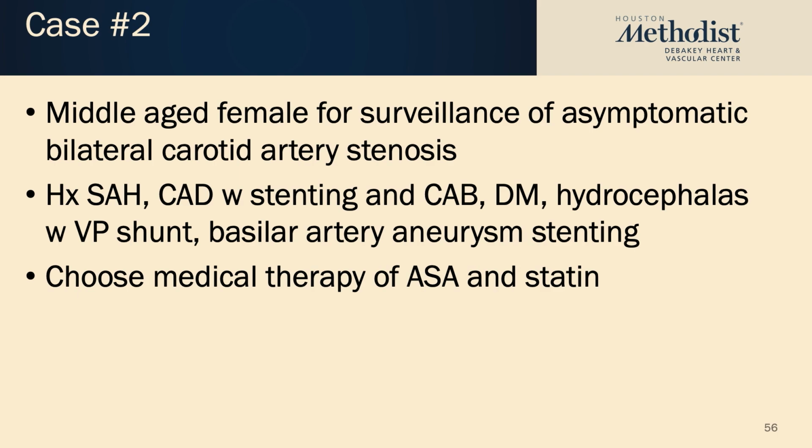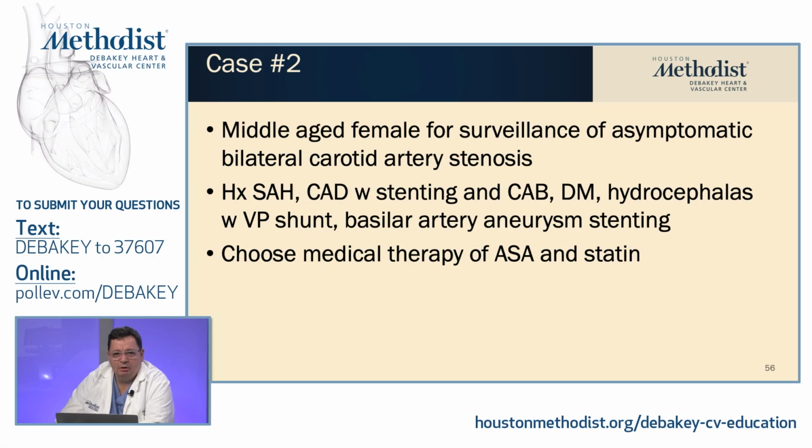Okay. My second case will be a little bit more challenging, so please fasten your seatbelt. A 61-year-old female with bilateral carotid stenosis history, with a past medical history significant for previous subarachnoid hemorrhage, hydrocephalus with shunt, basal aneurysm stenting, and we have a stent in the coronaries with a CABG surgery.